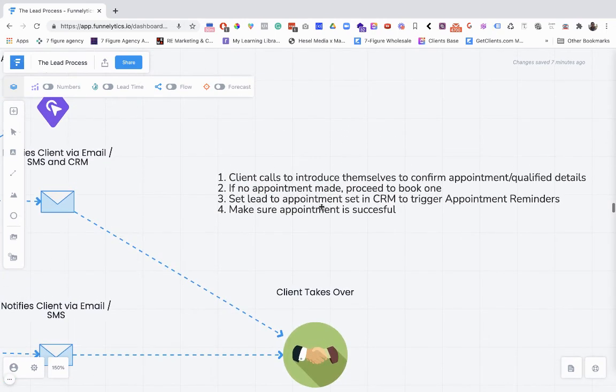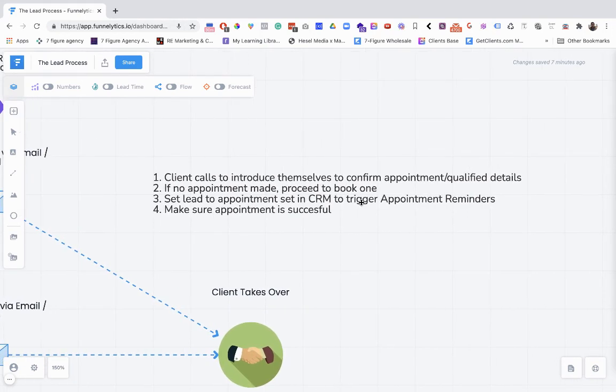Okay. There are certain things that we want you to meet. The client is going to call to introduce themselves and to confirm appointments with qualified details, right? So you're going to have to introduce yourself to confirm this, but further, you want to qualify, and further, you want to start the process from there.